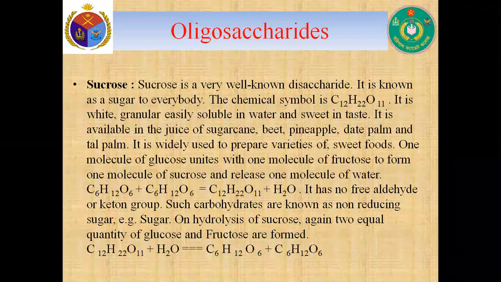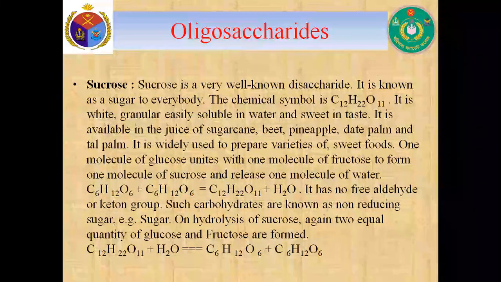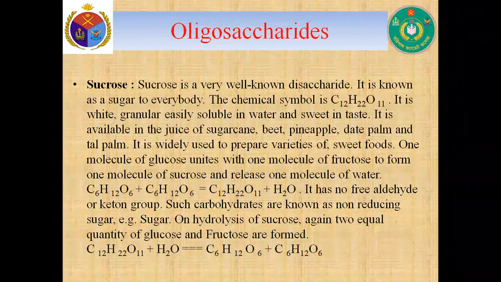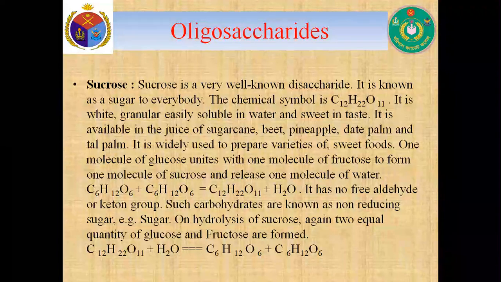One molecule of glucose unites with one molecule of fructose to form one molecule of sucrose and releases one molecule of water. Now, my dear cadets, one molecule of glucose and one molecule of fructose make one molecule of sucrose and one molecule of water. It has no free aldehyde or ketone groups. Such carbohydrates are known as non-reducing sugars, like sucrose. On hydrolysis of sucrose, again, equal quantities of glucose and fructose are formed.